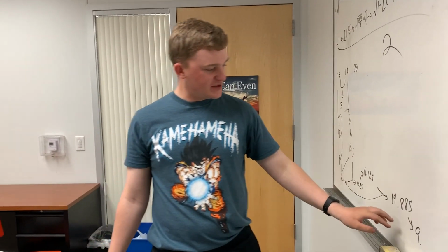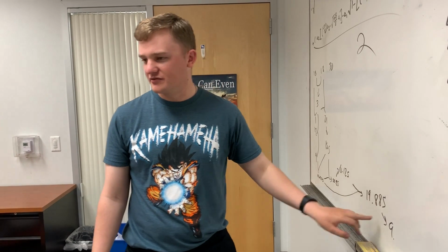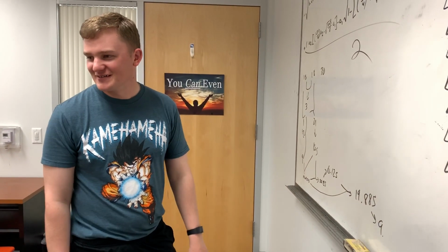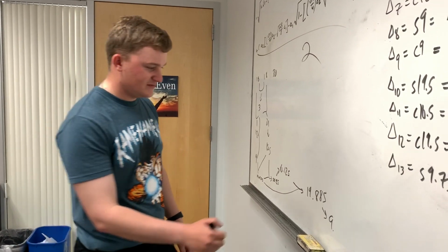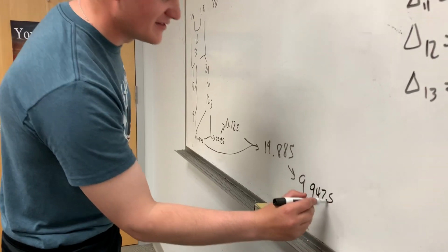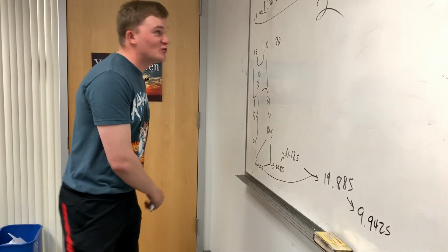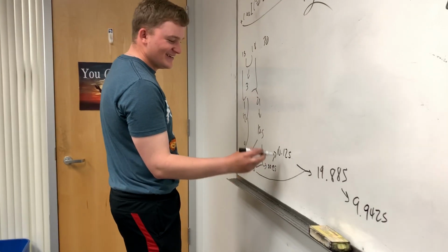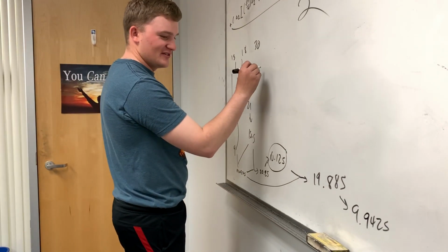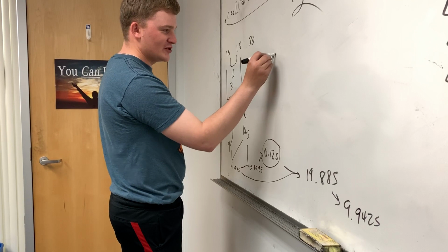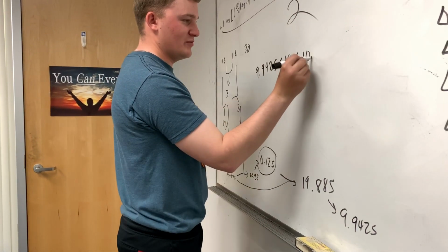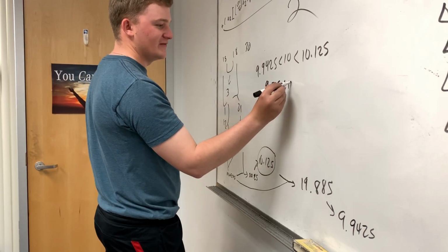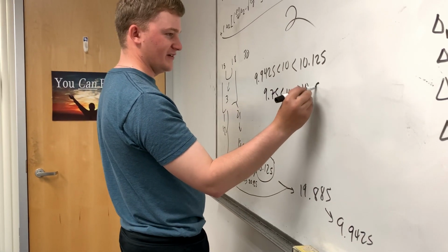Take out your phone and tell me what 19.885 divided by 2 is. Then I can tell you how incrementally small that got. 9.9425. So there you go. If you want to do all that 5 more times, you can get 9.9425 and 10.125. Right now, we're currently at 9.75 and 10.5.